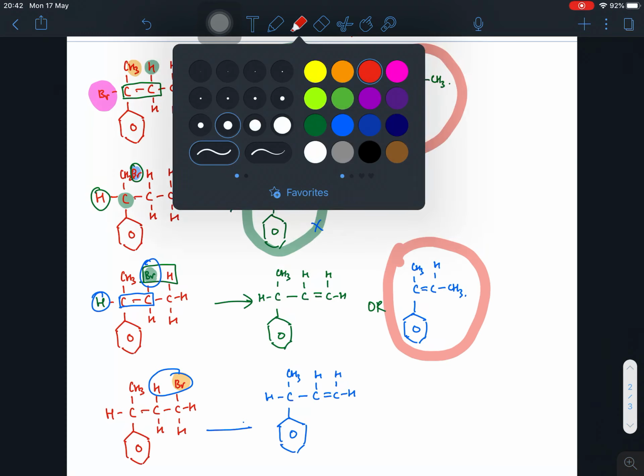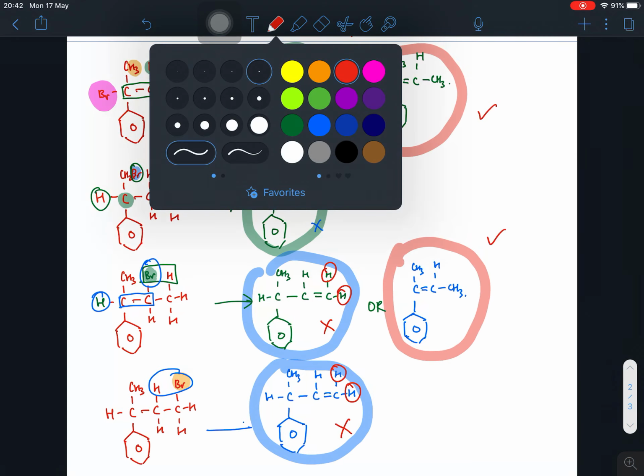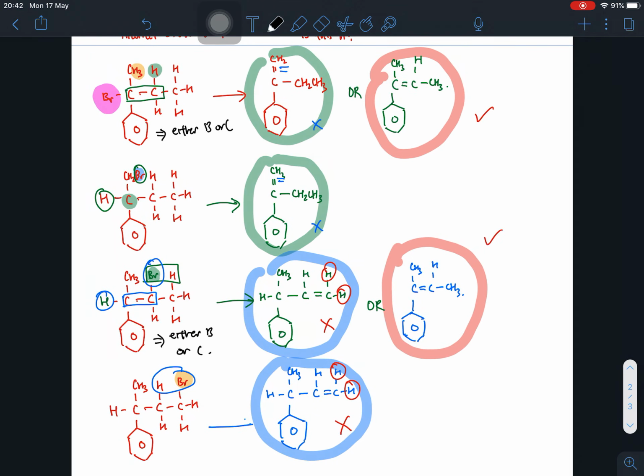And there's one more identical structure over here. Okay, but again, I would eliminate the one in blue simply because the C=C double bond has 2 identical groups on one of the carbons. Now the one in red is the one that is possible, meaning that in this case, this structure is either B or C. So that's what we are looking out for.